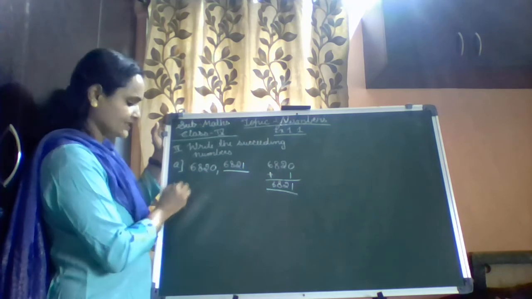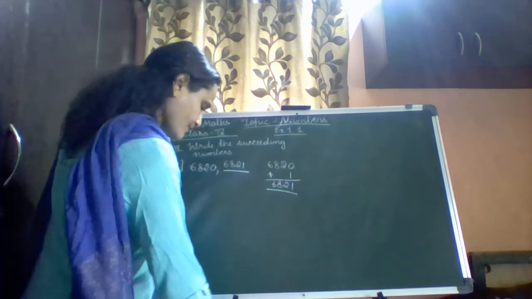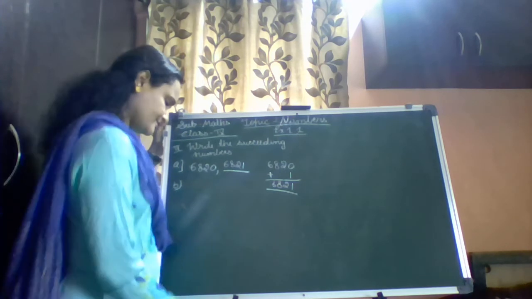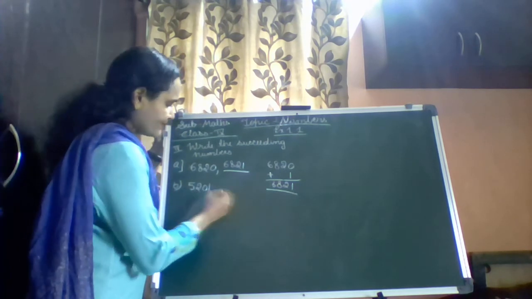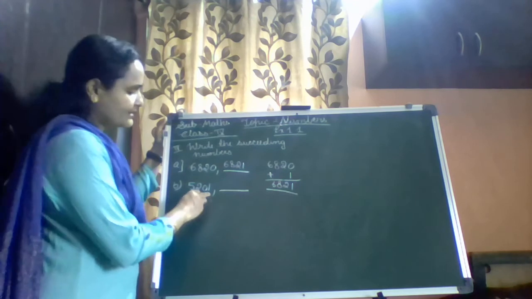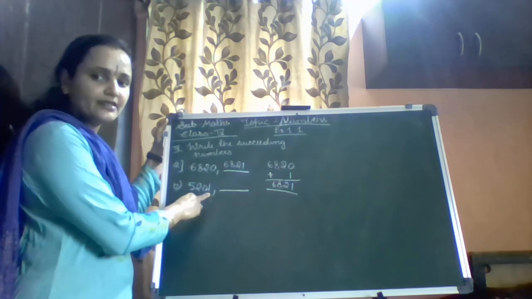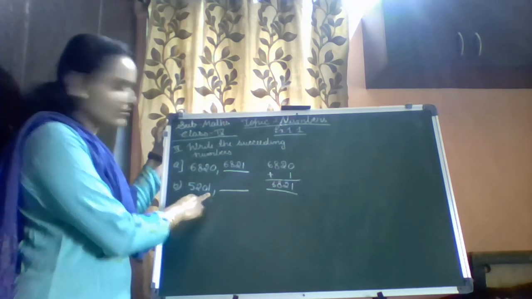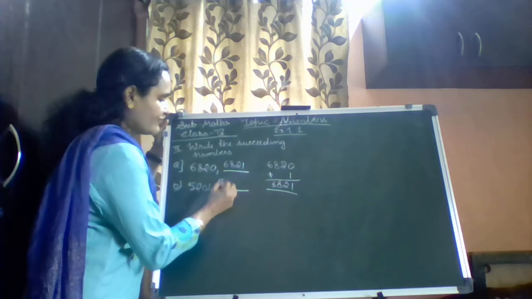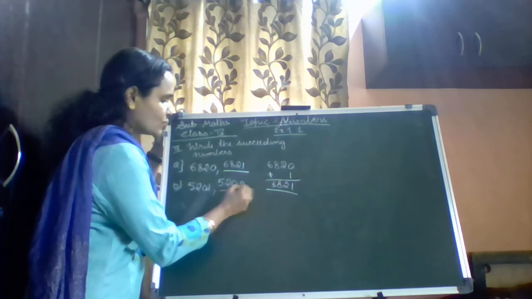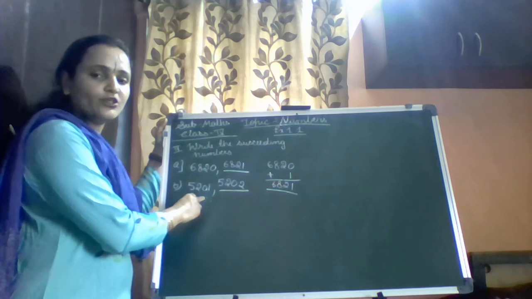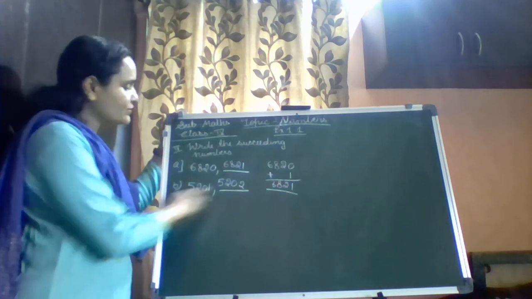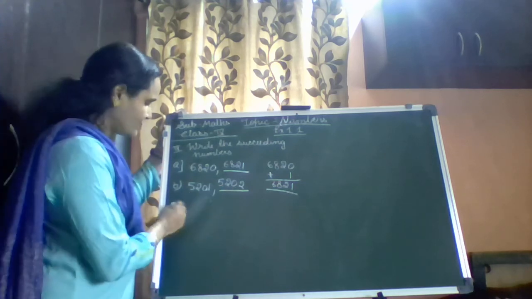Okay, the same way the second one: 5201. See the last number, 1. The next number for 1 is 2. So the next number will be 5202. Normally, you look at the last two digits, 01. After 01 the next is 02. So the number would be 5202.